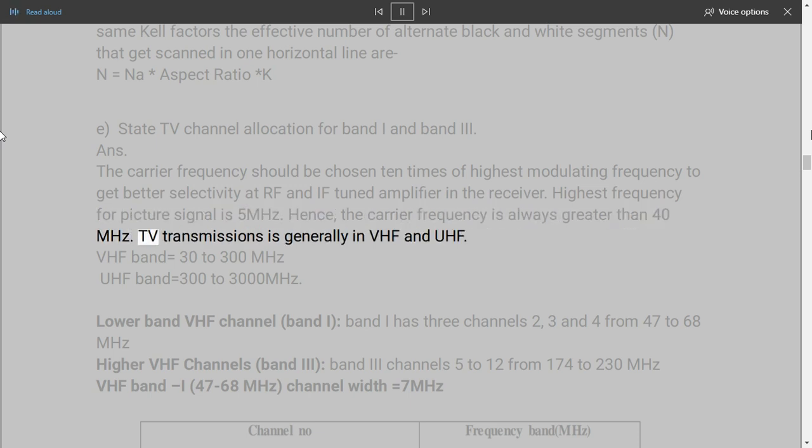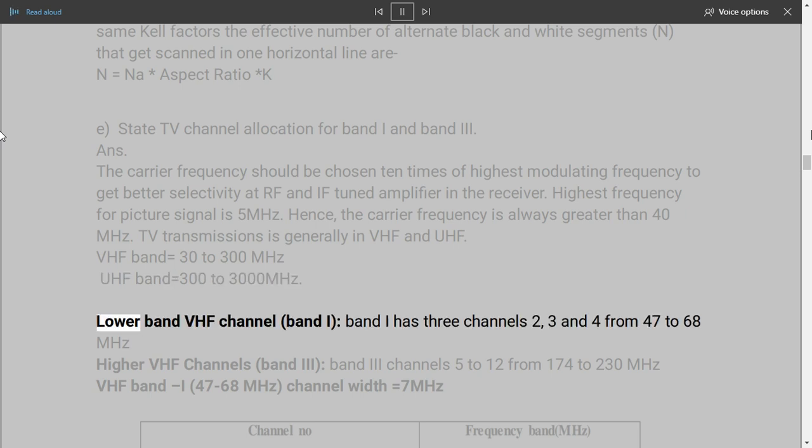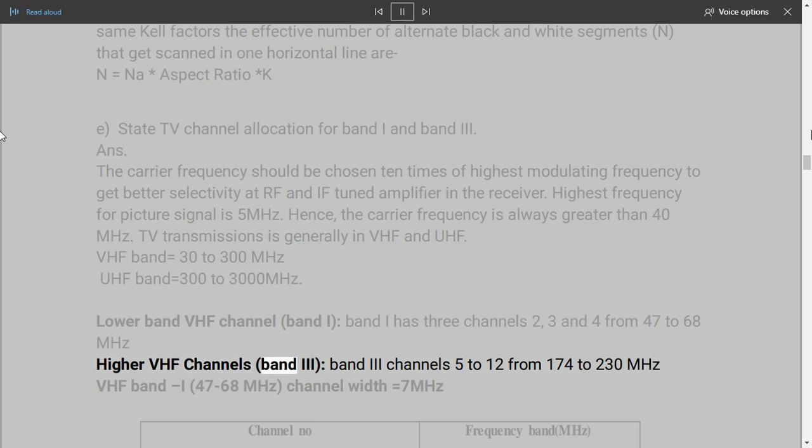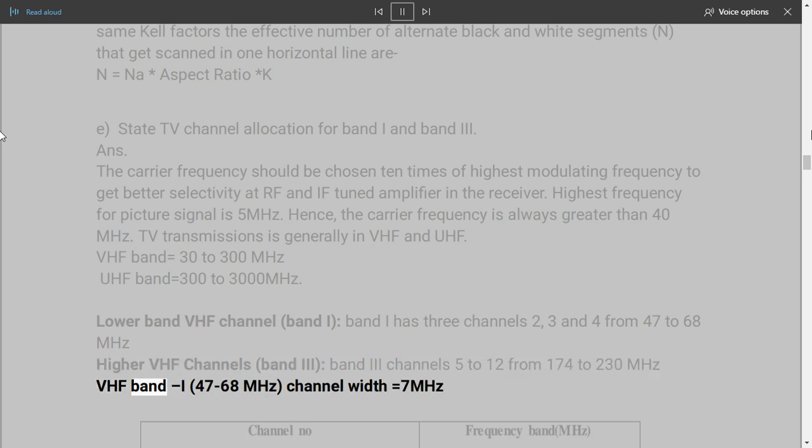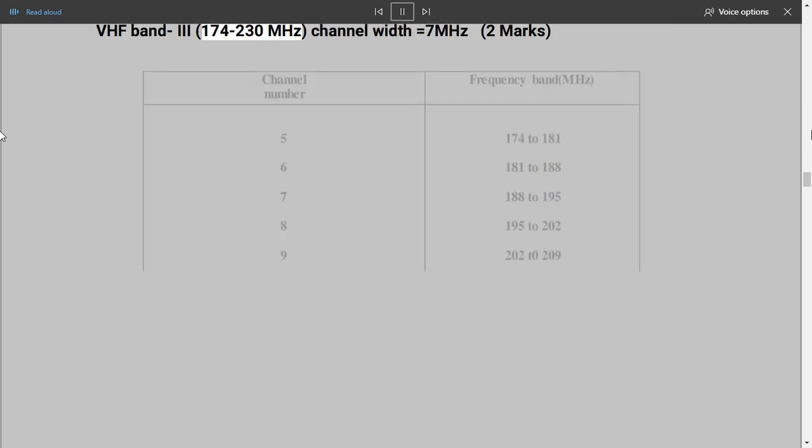TV transmission is generally in VHF and UHF. VHF band equals 30 to 300 MHz. UHF band equals 300 to 3000 MHz. Lower band VHF, band I, has 3 channels, 2, 3 and 4, from 47 to 68 MHz. Higher VHF channels, band 3, channels 5 to 12, from 174 to 230 MHz. VHF band I, 47 to 68 MHz, channel width equals 7 MHz. VHF band 3, 174 to 230 MHz, channel width equals 7 MHz. 2 marks.